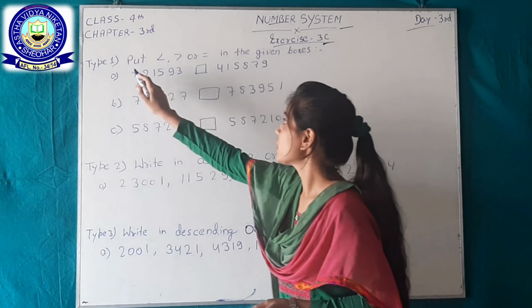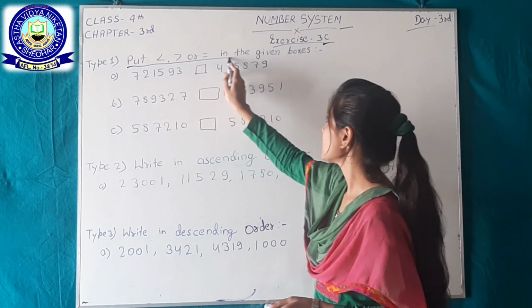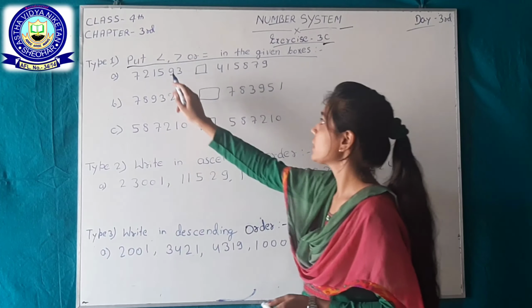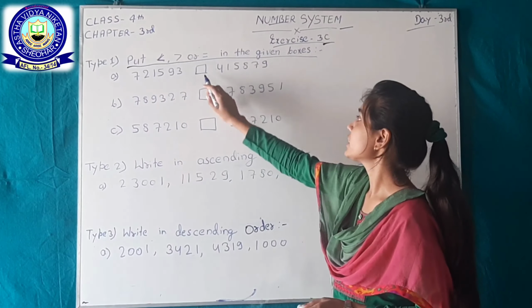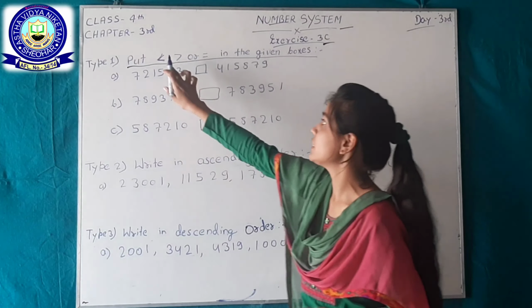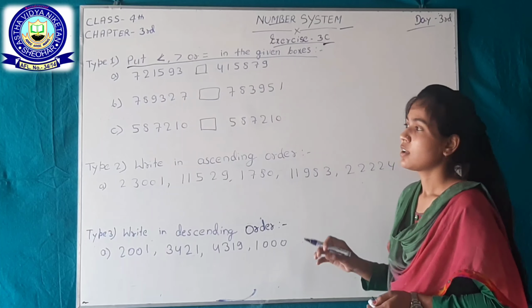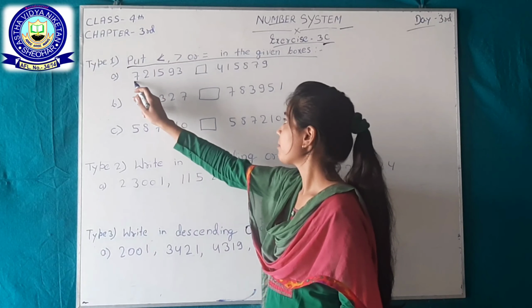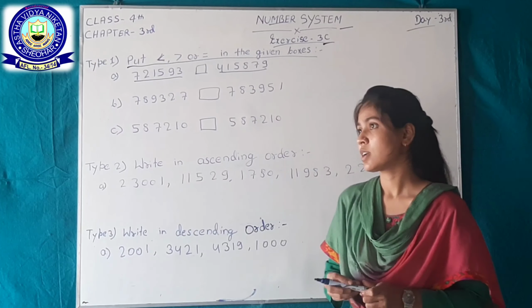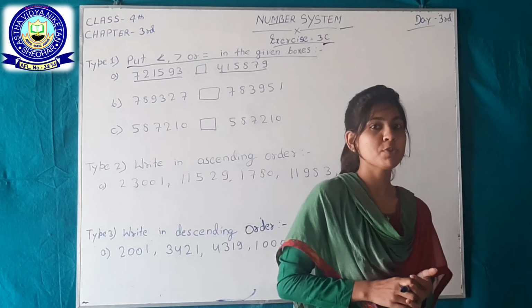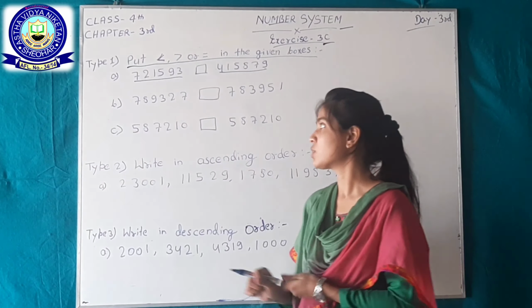In type 1 question, you have to put these symbols in the given boxes. You have to put these symbols, greater than, smaller than or equal to, in these given boxes. First of all, you have to compare these two numbers. You all know how we compare two numbers to find out which one is greater, which one is smaller and which is equal.